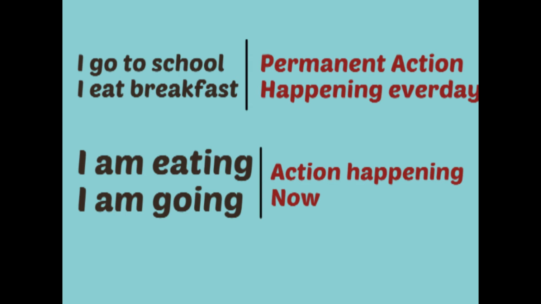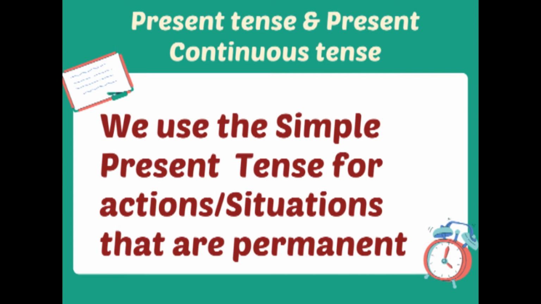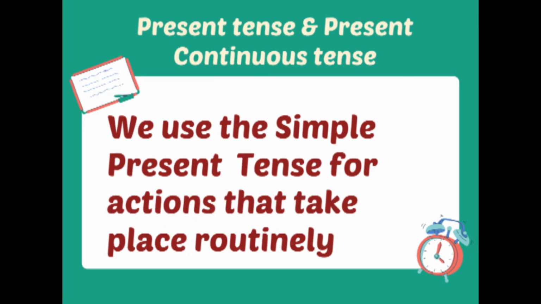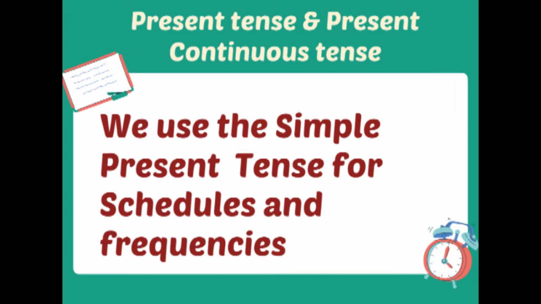The difference comes from the idea or the way we say it. That makes the difference between the simple present tense and present continuous tense. Now, where do we use this? Which are the situations? The situations in which we use simple present tense are permanent ones, the actions which are permanent, the actions which take place routinely, regularly, and the facts, the truth, which never changes. And also for schedules and for frequencies.